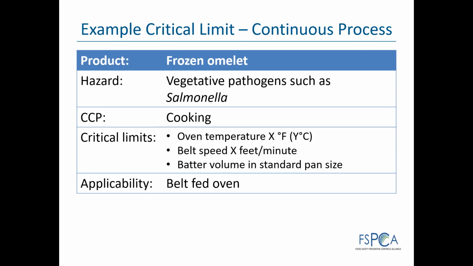What you have to do, same hazard, same critical control point, cooking, you will choose different critical limits because you use a belt fed oven, they're on the belt. So you're going to control the oven temperature as a critical limit. The belt speed and the batter volume in a standard pan size, there are 3 critical limits. This needs a rough combination of validation studies to verify the oven temperature, belt speed, and batter volume are working, because that's more realistic. If you produce a huge amount of frozen omelet in the morning to send to other suppliers or other distributors, here is an example if you're a large processor.